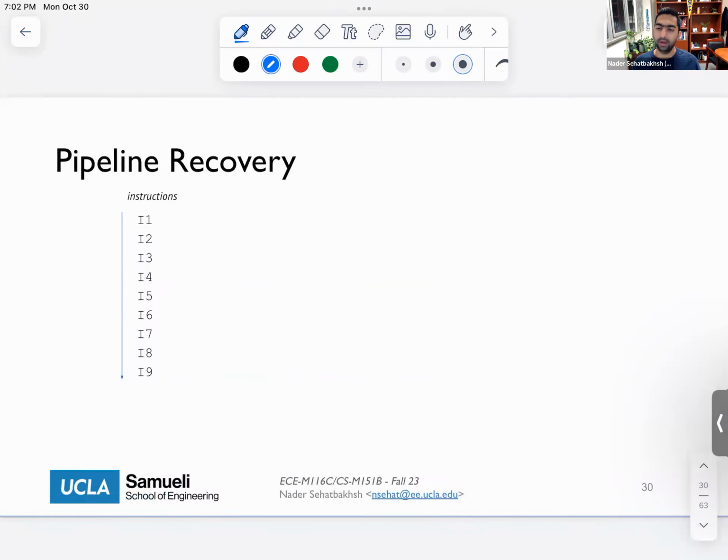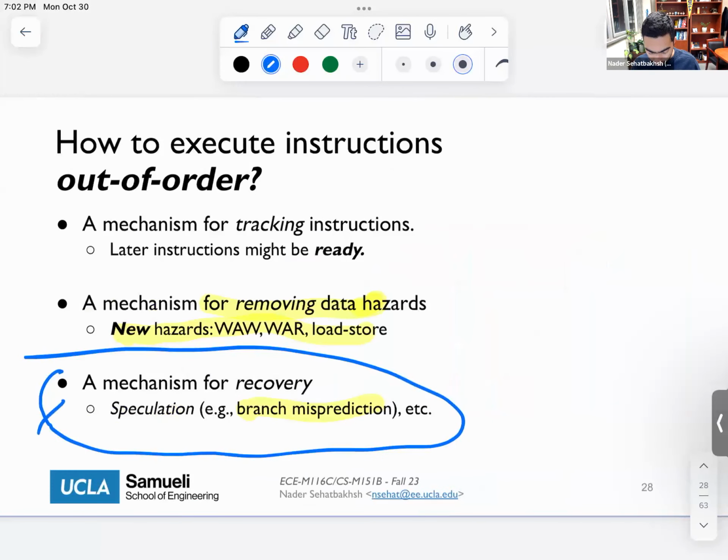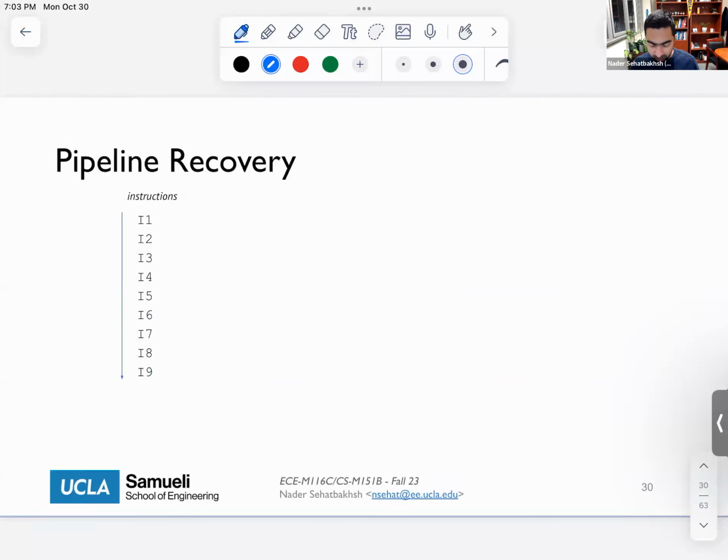So let's talk about pipeline recovery. Let's talk about this problem a little bit first, because this gives you an idea of what sort of problems we're dealing with in out of order execution. Then I'm going to explain why we need to retire in order, and then I'm going to finish the lecture today. All right. So let's say we have a sequence of instructions like this: I1, I2, I3, I4, and this is the ordering. So I1 goes first, I2, and so on.